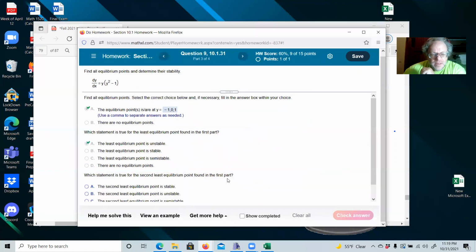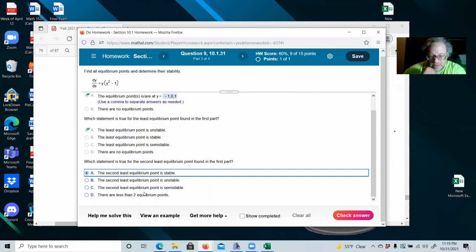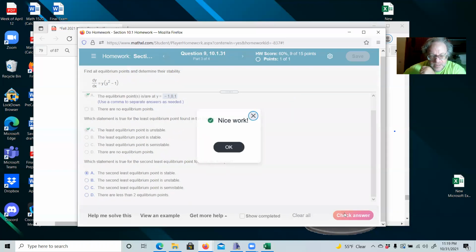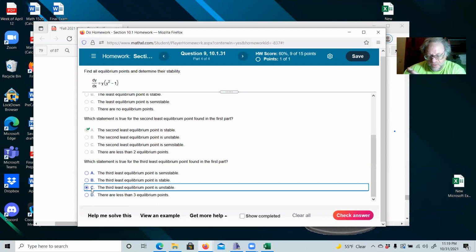For the second least one, the middle one, that is a stable point. That drew everybody to it. So that would be a stable point. And then back to here, this would be the third least point, the biggest point. That would be an unstable point. It wants everything to go away from it.